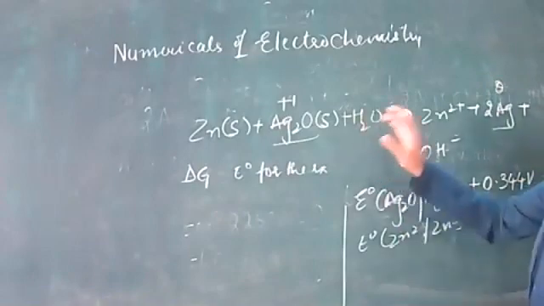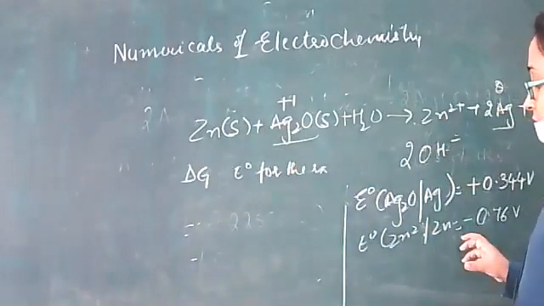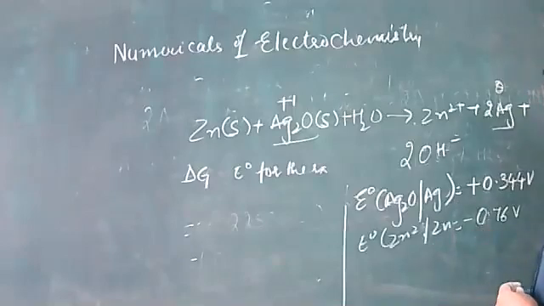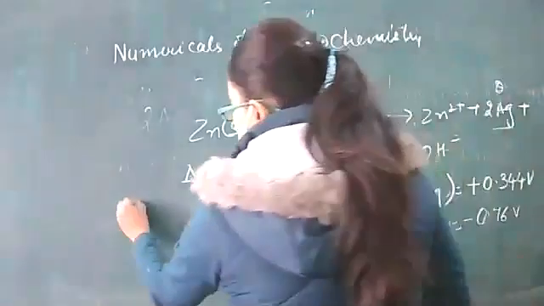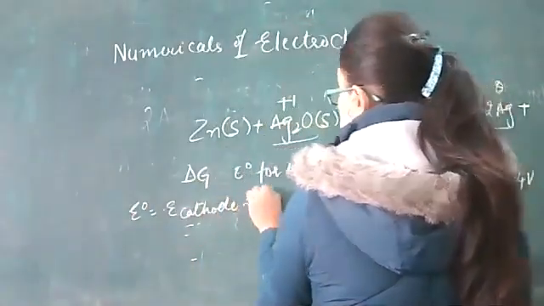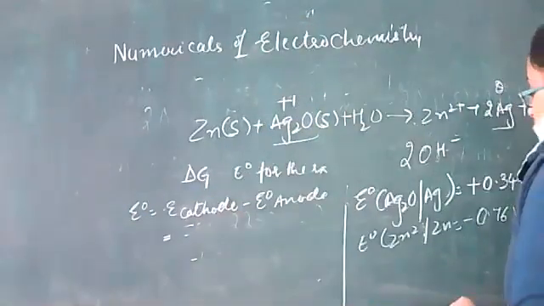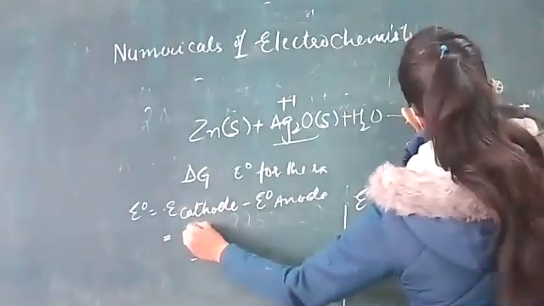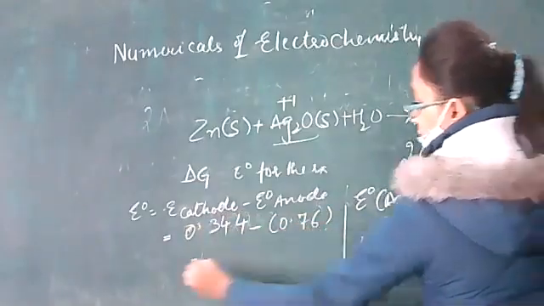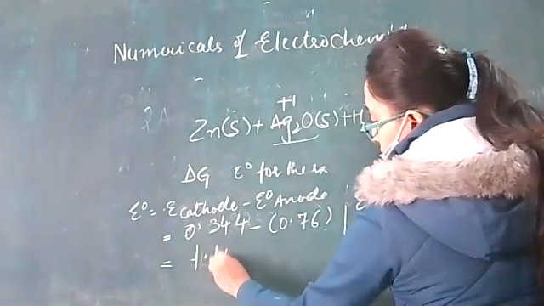So positive 1 to 0 is reduction, and zinc to zinc 2 positive is oxidation. The one that gets oxidized is the anodic compartment, and the one that gets reduced is the cathodic compartment. So we will find E naught first, that is E naught cathode minus E naught anode. At the cathode, reduction is happening, this one, 0.344, and oxidation is happening for zinc. So we will get the answer as 1.104 volt.